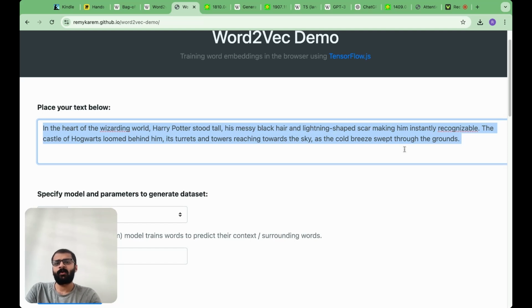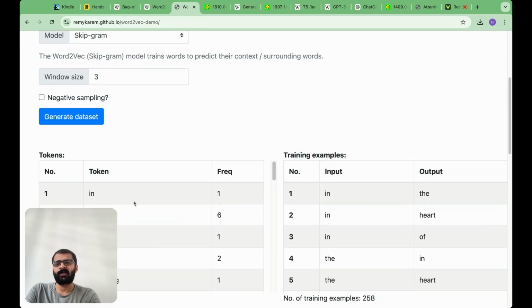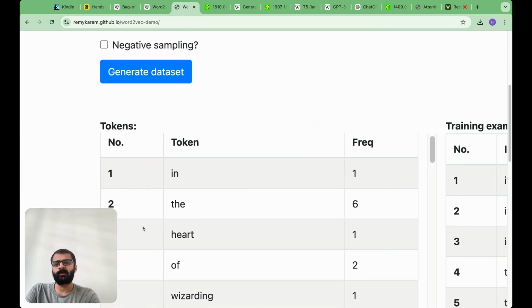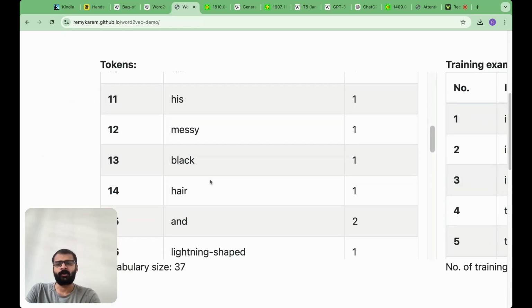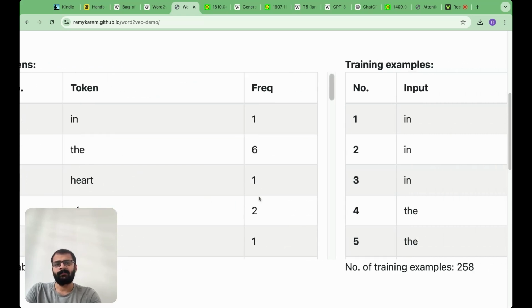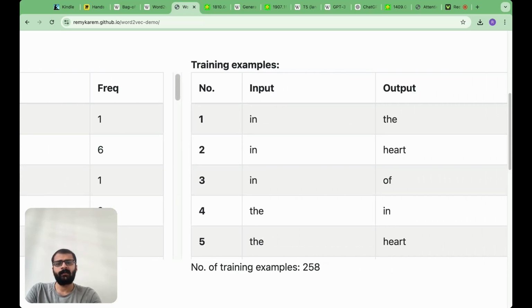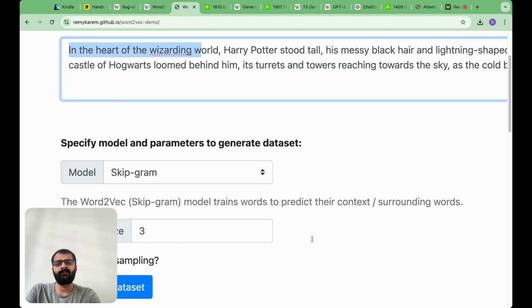So essentially, you have a text like this, right? What you then do is that you list down all the tokens, which are the individual words, and the frequency with which they appear. So this is what you see here, the tokens. In the heart of wizarding world, Harry Potter stood tall, his black messy hair, lightning shaped scar, etc., etc., and the frequency. Then what you do is that you take the tokens and then you write down the tokens which are near to the current token. So for example, in and the, in and heart are close to each other, because if you see, the starting is in the heart of the wizarding world.